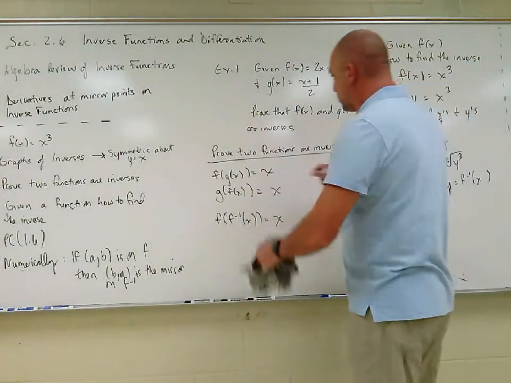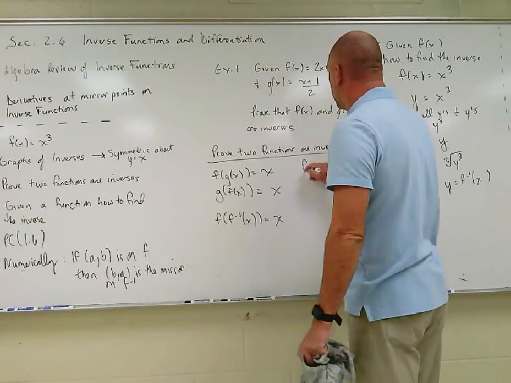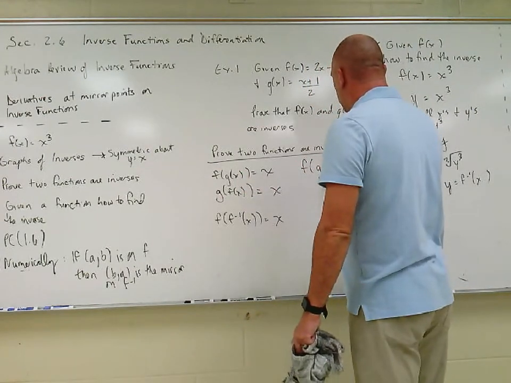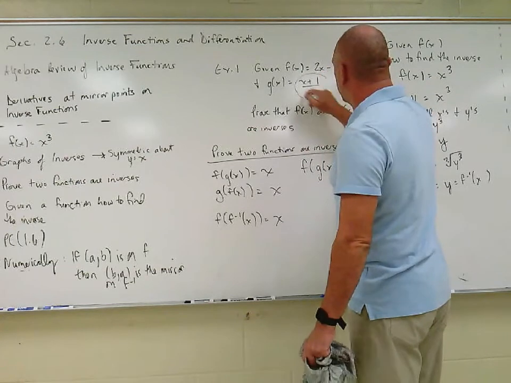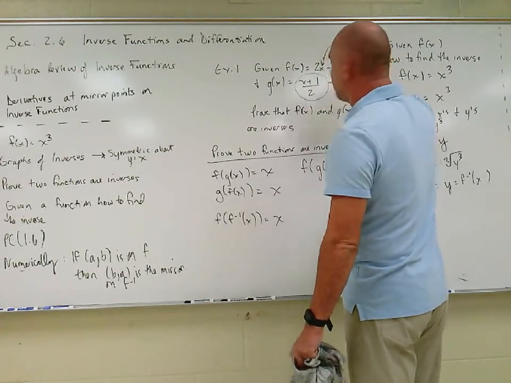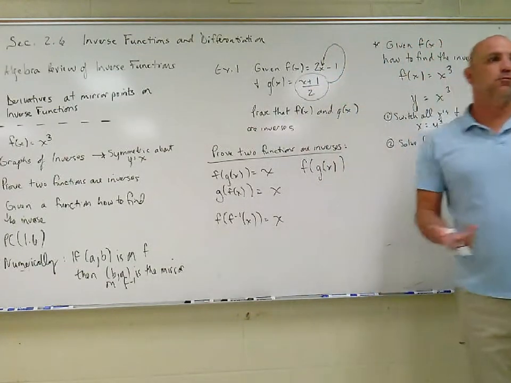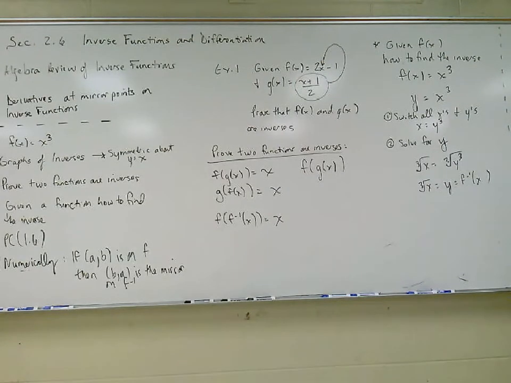So we're going to try this first with the first one. We're going to do f of g, which means we're going to take the g function and plug it into f in place of x. And through simplification, we should get x. And that has to do with the x and y switching.